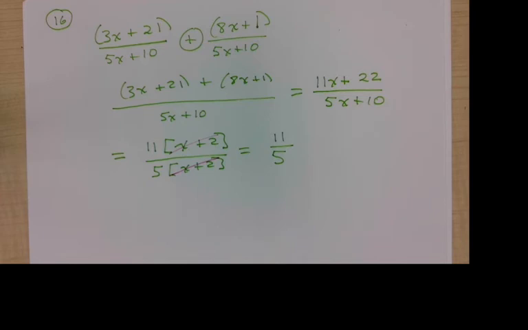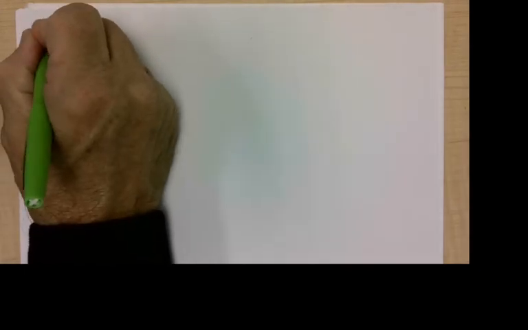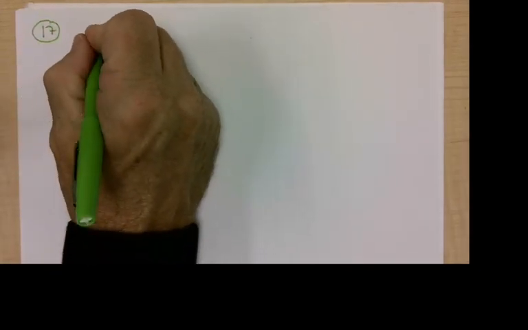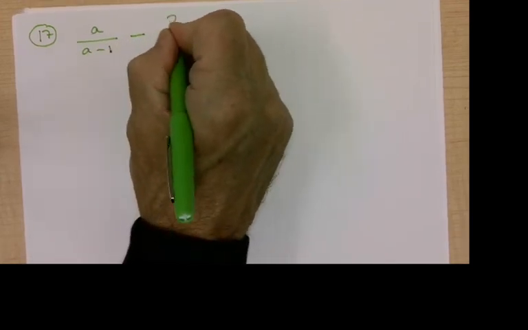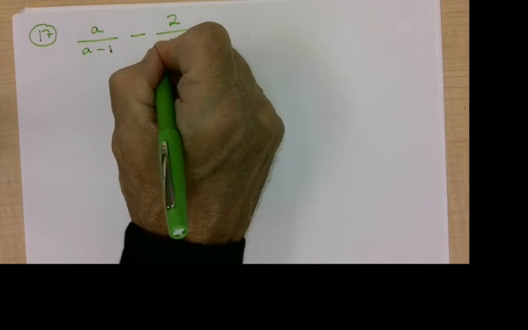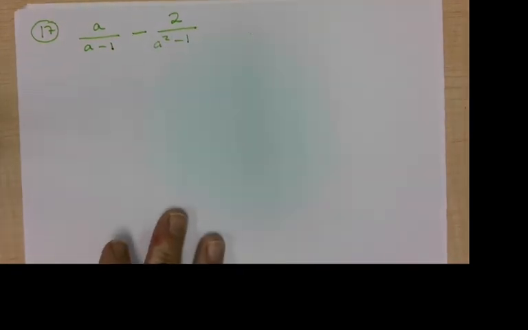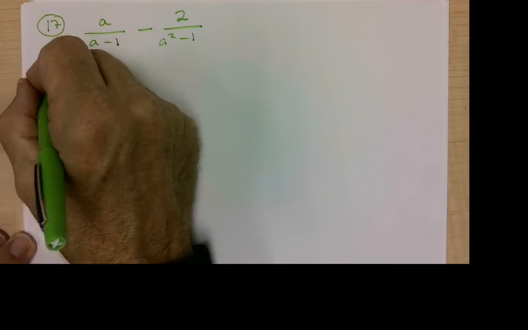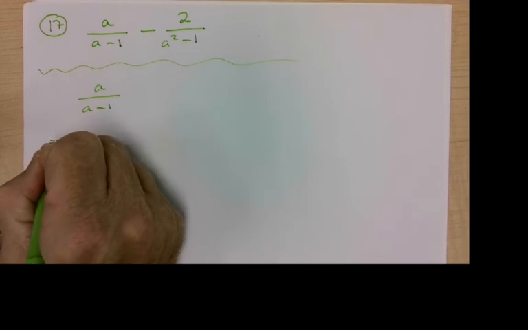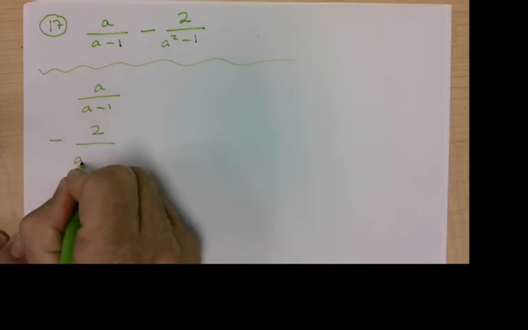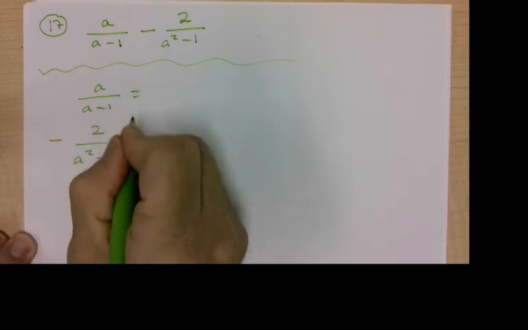Our next one is a bit more challenging. So let's take a look at number 17. That's going to require us to subtract. Number 17 is written as a over (a - 1) minus 2 over (a² - 1). So how am I going to do this? I'm going to write it vertically instead. So a over (a - 1) minus 2 over (a² - 1).